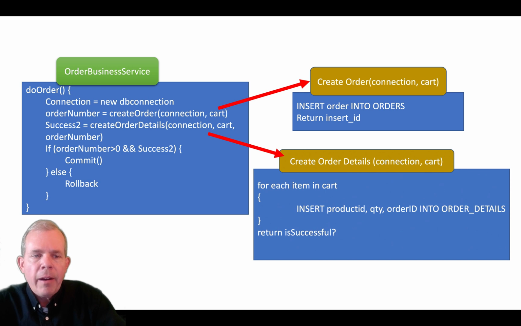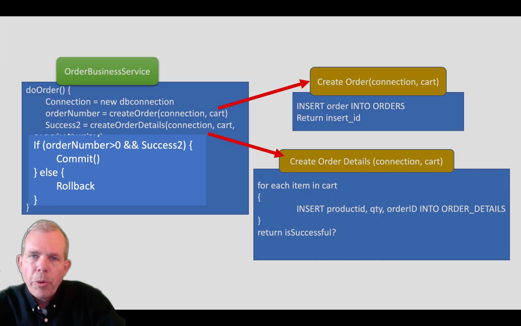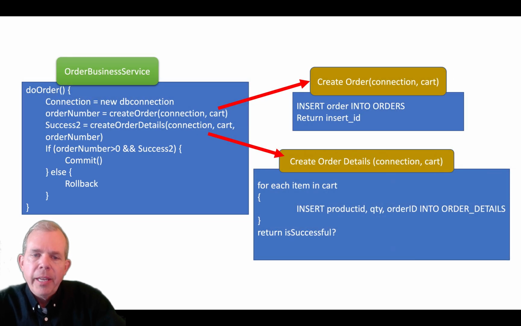Then in our code here in order business service, I want to check to see, was the order inserted successfully and was the order details inserted successfully? If all of that checks out, then we will run the commit command. And if any of them fail, then we will do a rollback. So this is the atomic transaction idea.